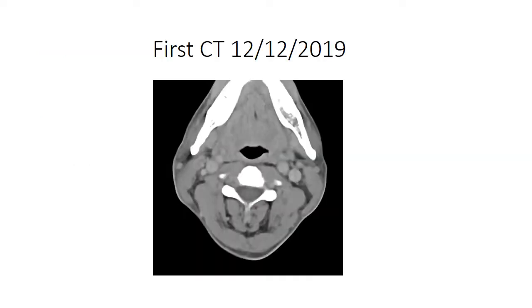Here is the first CT. Circumferential mural and mucosal thickening involving the supraglottis, both true and false vocal cords, anterior and posterior commissures with luminal narrowing, and showing heterogeneous enhancement on post-contrast study.